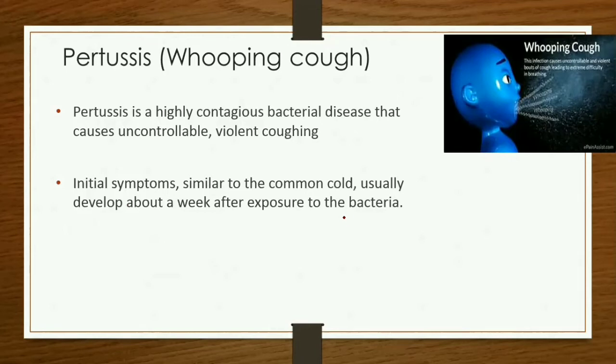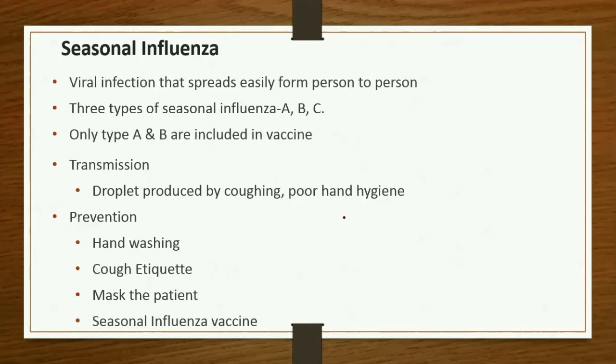This is pertussis. Then seasonal influenza. This is a viral infection that spreads easily from person to person. There are three types of seasonal influenza: influenza A, influenza B, and influenza C. Only types A and B are included in the vaccine. Influenza A and influenza B have vaccines. Transmission of influenza is by droplets produced by coughing and by poor hand hygiene.